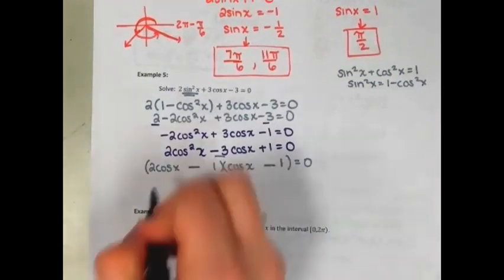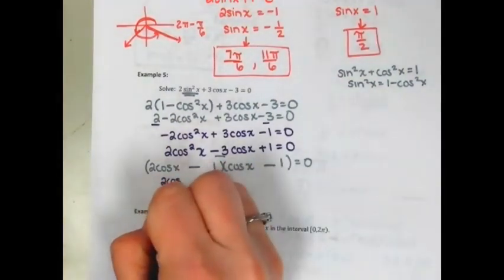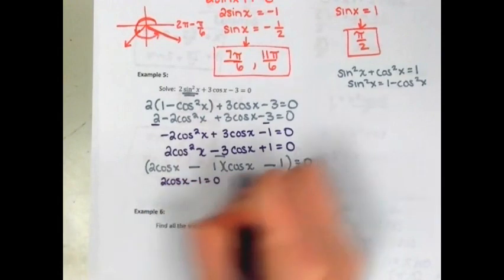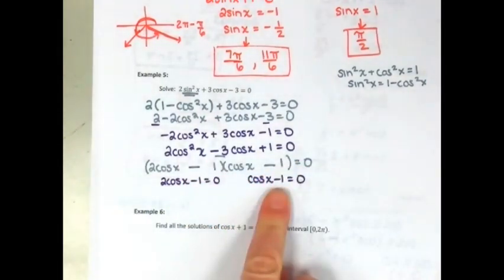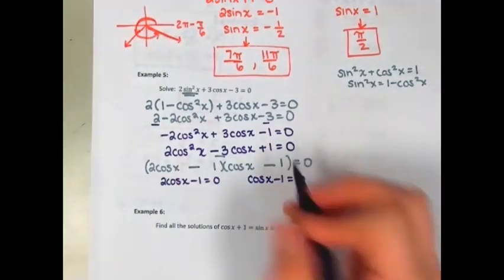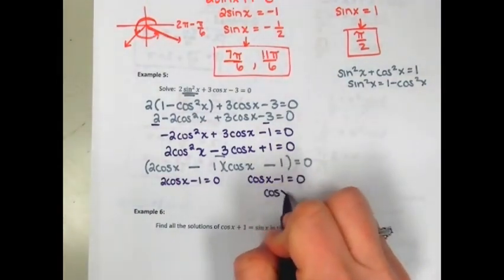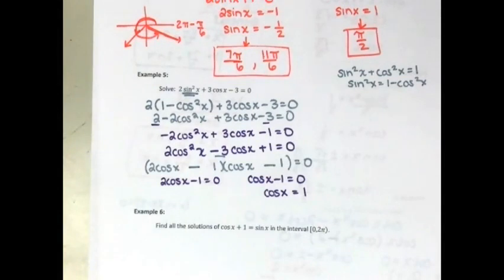Yeah. So 2 cosine x minus 1 equals 0. The cosine x minus 1 equals 0. Let's go ahead and do this one first. How do I move the 1 over? Got it. All right. So the cosine of x equals 1.